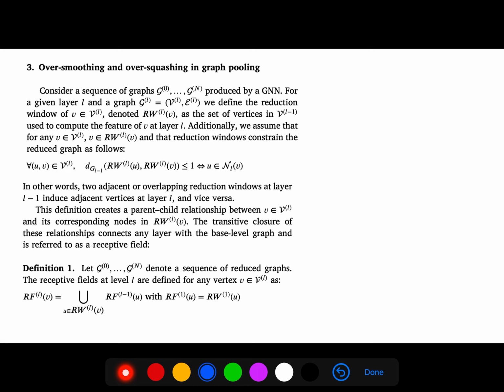So consider a sequence of graphs produced by a GNN. For a given layer, we define a reduction window of V as the set of vertices used to compute the feature of V at layer L. Additionally, we assume that for any V, the reduction window constrains the reduced graph like this. In other words, two adjacent or overlapping reduction windows at layer L-1 induce adjacent vertices at layer L.